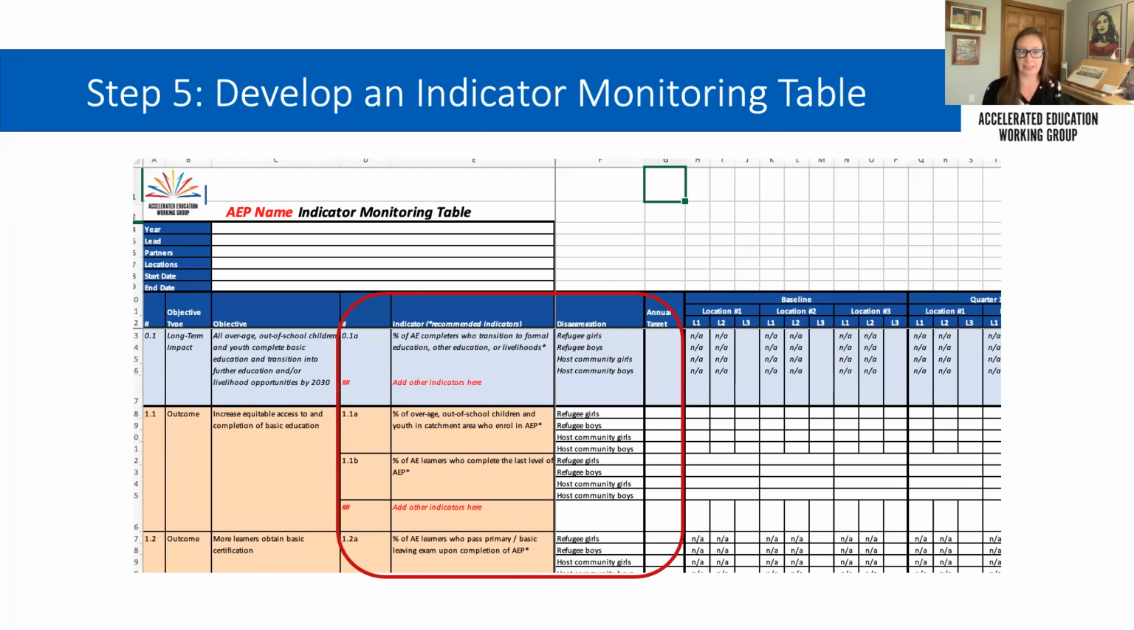It lists all of your indicators and your disaggregates along with your target. And then the columns break down things like the location, the AE level, and then potentially the time points: baseline, midline, and end line. So really it's that go-to place for all of your data from monitoring your accelerated education program.